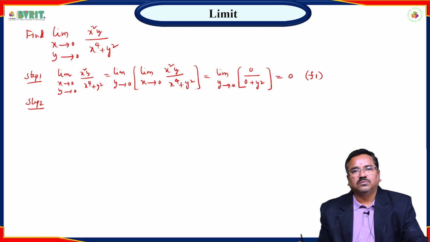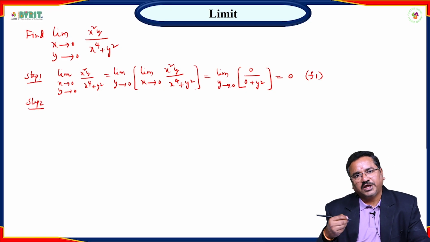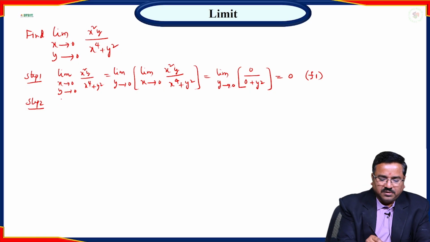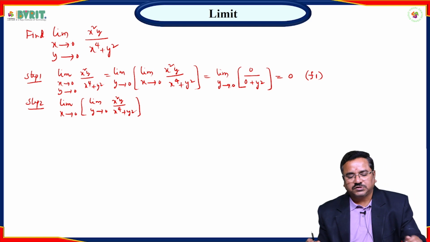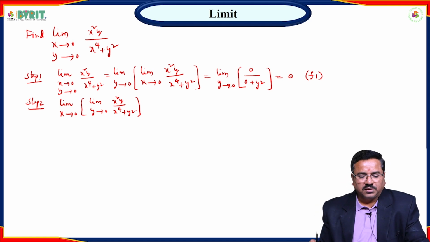What is step 2? Do reverse. First you take y tends to 0, then after x tends to 0. What am I taking? Limit x tends to 0, limit y tends to 0, x square y by x to the power of 4 plus y square. So, first the inner one you can compute.